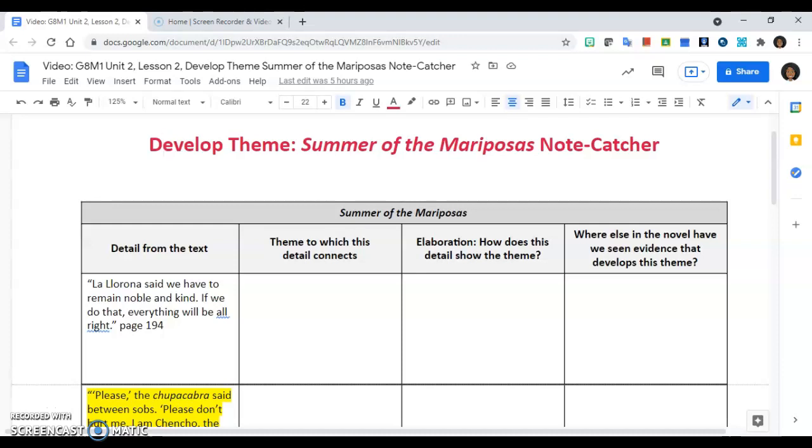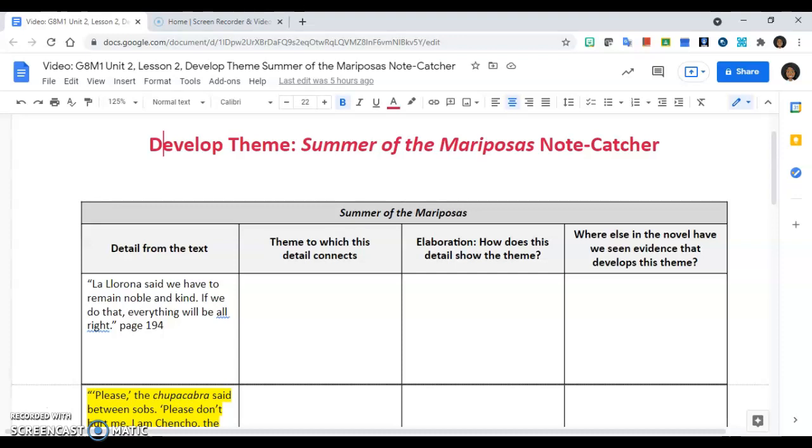More specifically, we are talking about how you develop the theme over a period of time or in relation to events that happen throughout the entire text, right? So if you would open up either your workbook or your Canvas page to that work time B, develop theme in Summer of the Mariposas, note catcher.